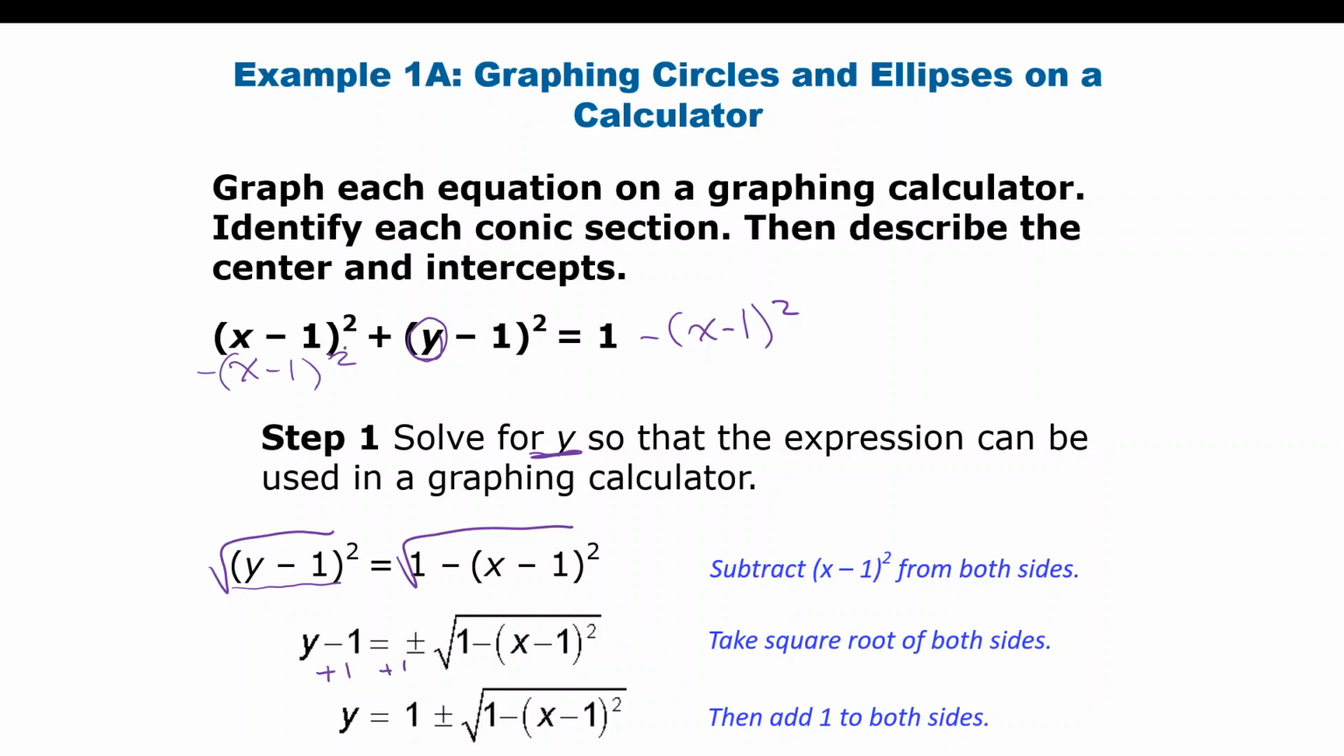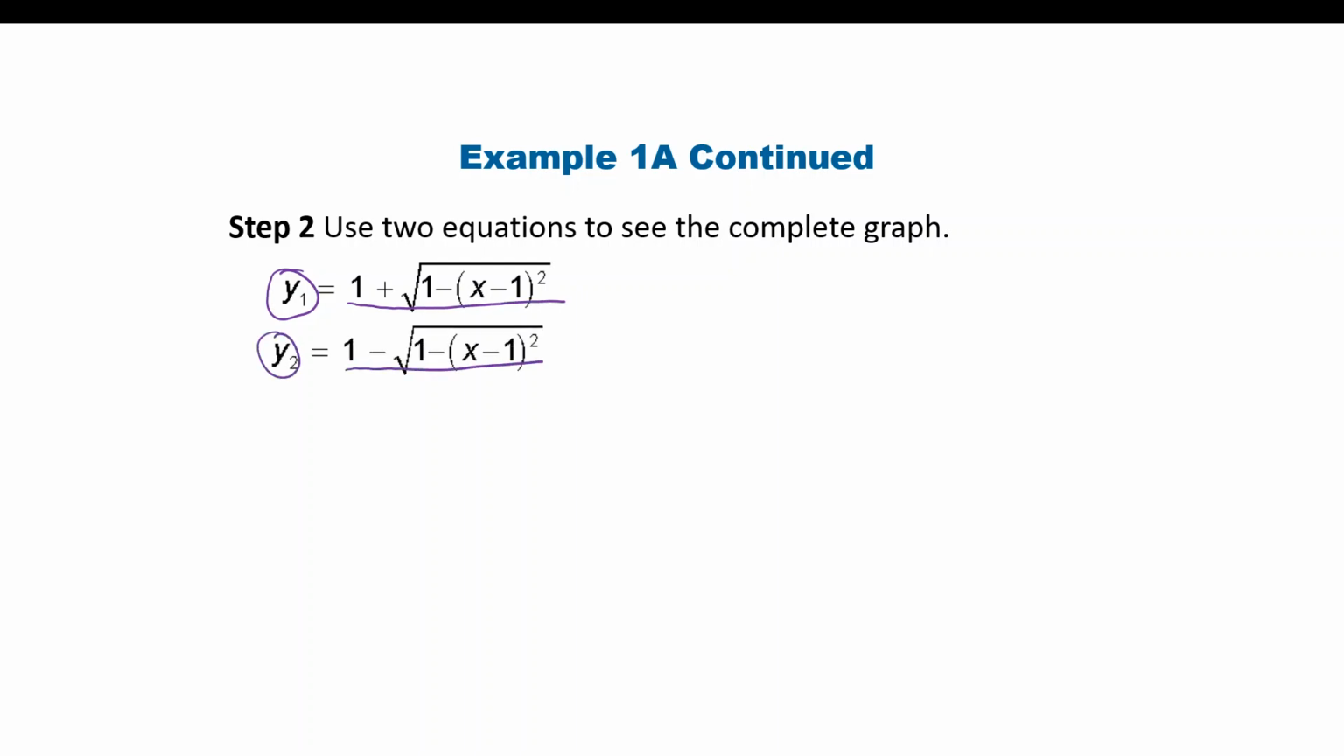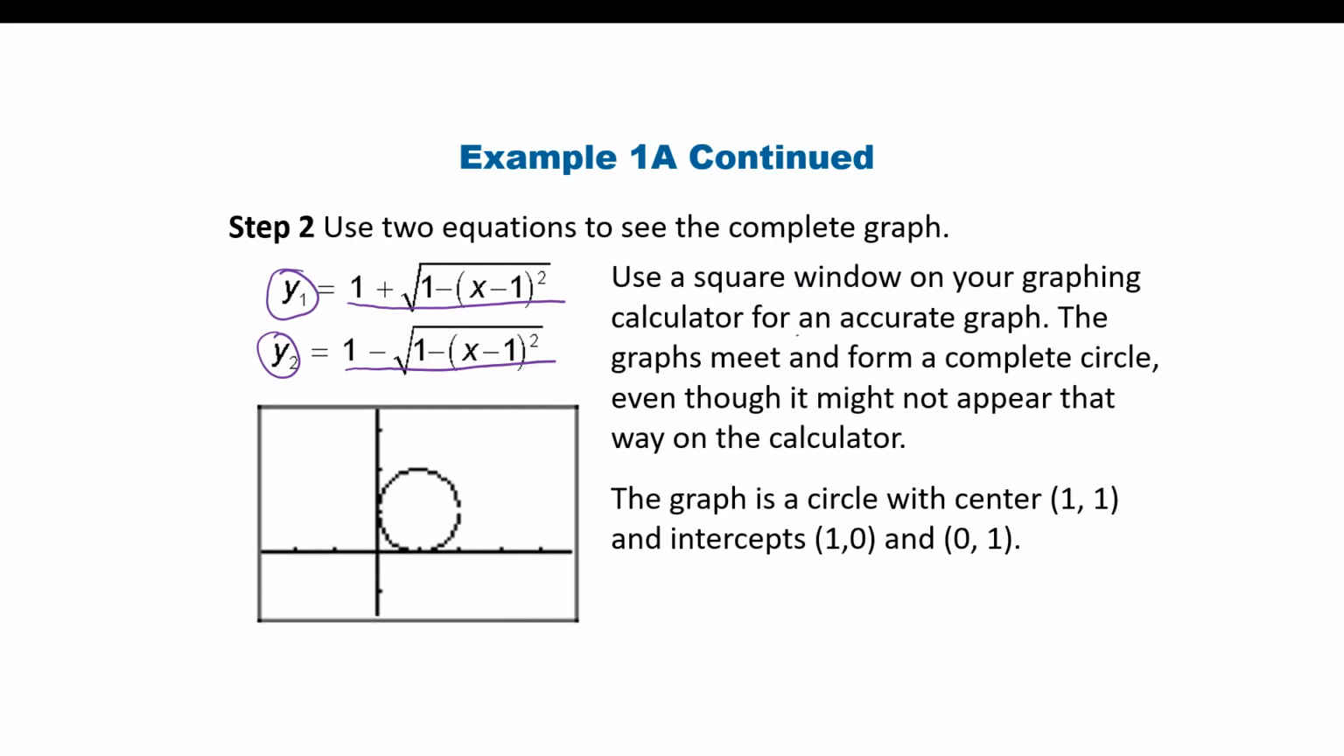That's a mouthful. All right, so continuing on with step 2, we're going to use the 2 equations to see the complete graph. So what I need you to do is in your calculator, in y1, you're going to put 1 plus this whole thing. In y2, you put in 1 minus the whole thing. And then you want to use a square window on your graphing calculator for an accurate graph. All right, the graph meets and forms a complete circle, even though it might not appear to be that way on the calculator. The graph is a circle, and then you're told to describe the center.